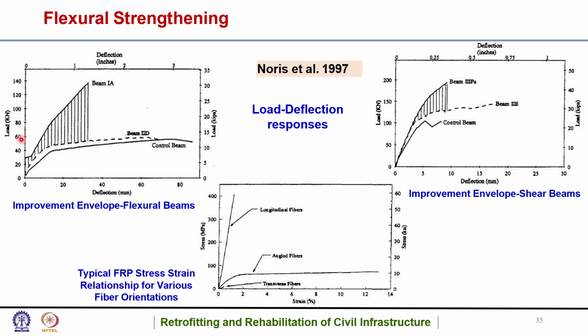Okay, so toughness is basically the energy it could take per unit volume. So per unit amount of volume, what is the energy it could take. That is basically the area under the stress and the deflection. Okay, so if you could see here, it was quite high as compared to the control beam, and the improvement in envelope shear beams was also found. So it was also higher, but lesser as compared to the flexural beams, and the typical FRP stress strain relationship for various fiber orientations has been shown here.